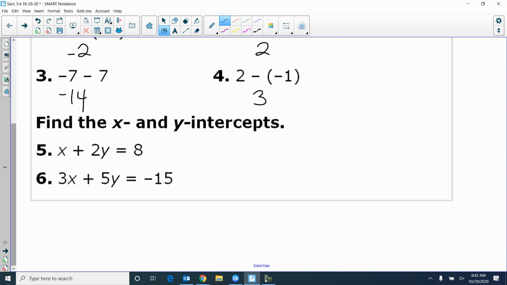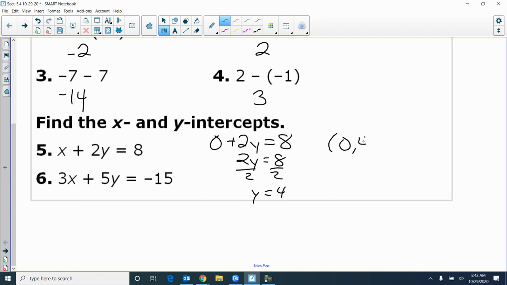All right, X and Y intercepts. So again, I just got to plug in 0 for X, plug in 0 for Y. So the first one, I get 2Y equals 8. Divide by 2. Y equals 4. So my point is 0, 4. All right, so that is my Y-intercept.